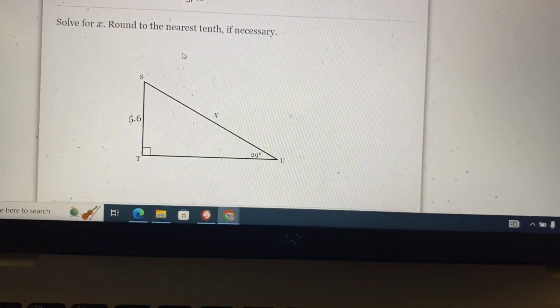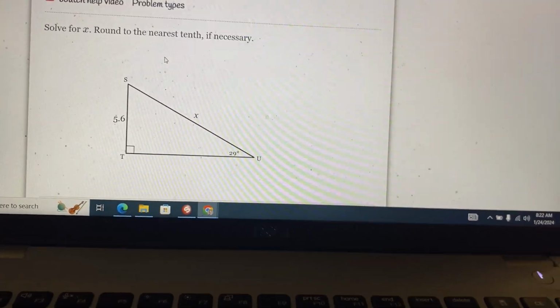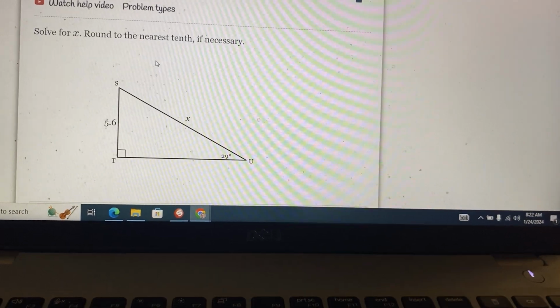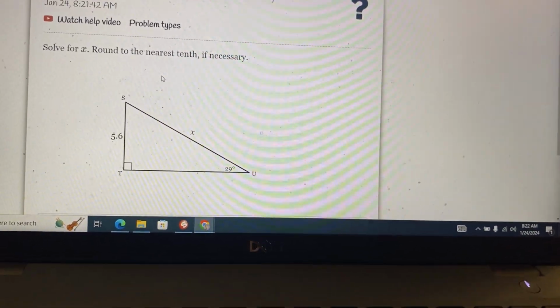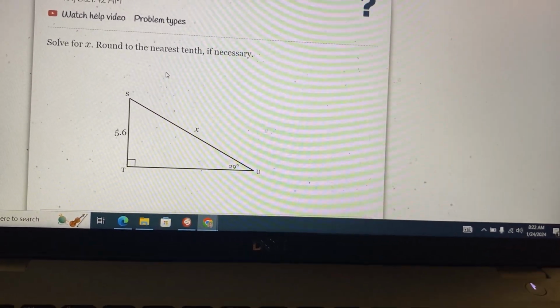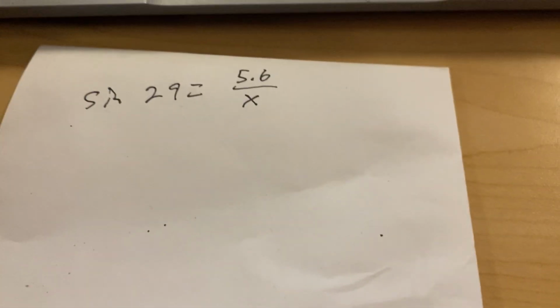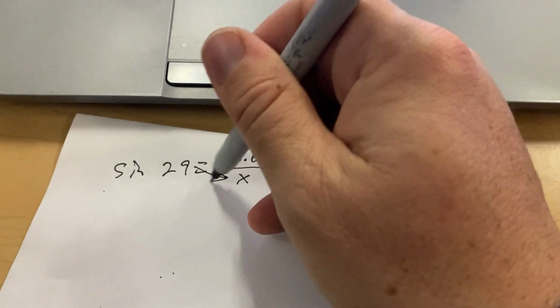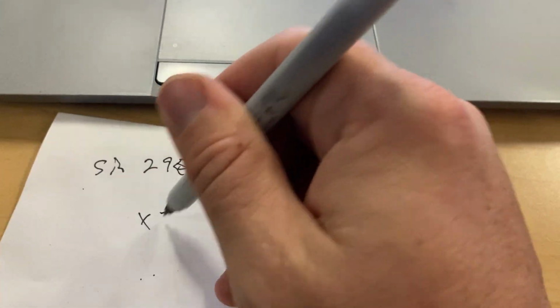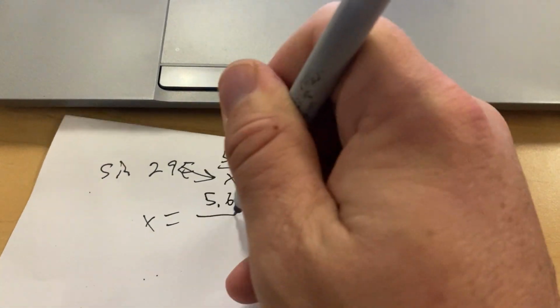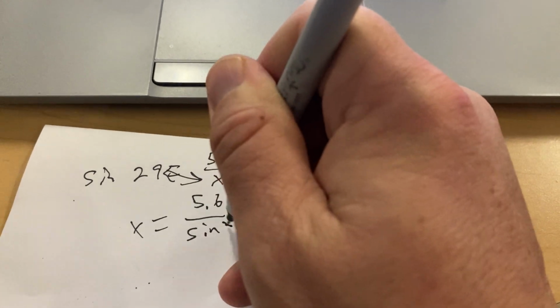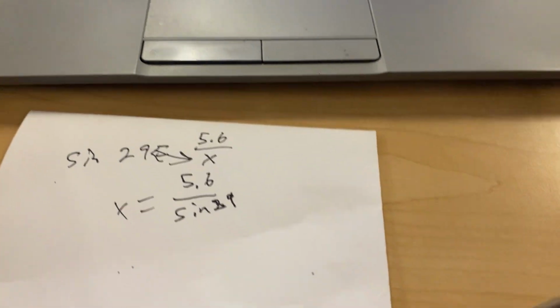Because this is opposite over hypotenuse, I'm going to use sine. So this is the sine of 29 equals the opposite side of 5.6 over my hypotenuse of X. It looks like this when I write it down. Because the X is on the bottom of the fraction, I'm going to swap these. So X is equal to 5.6 over the sine of 29, okay?